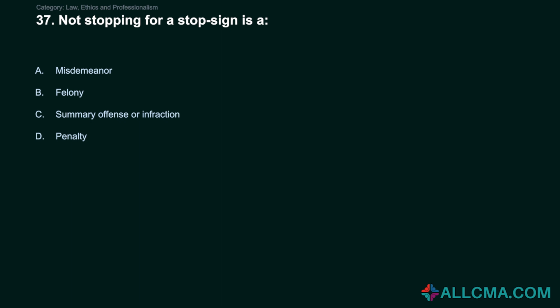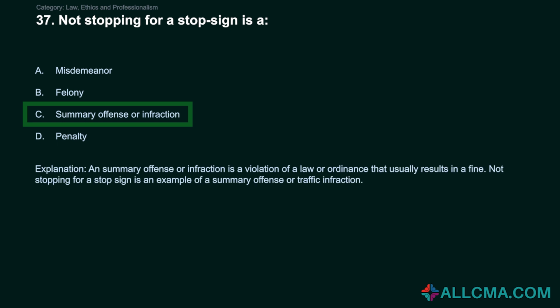37. Not stopping for a stop sign is: A. Misdemeanor. B. Felony. C. Summary offense or infraction. D. Penalty. Correct answer, C. Summary offense or infraction. A summary offense or infraction is a violation of a law or ordinance that usually results in a fine. Not stopping for a stop sign is an example of a summary offense or traffic infraction.